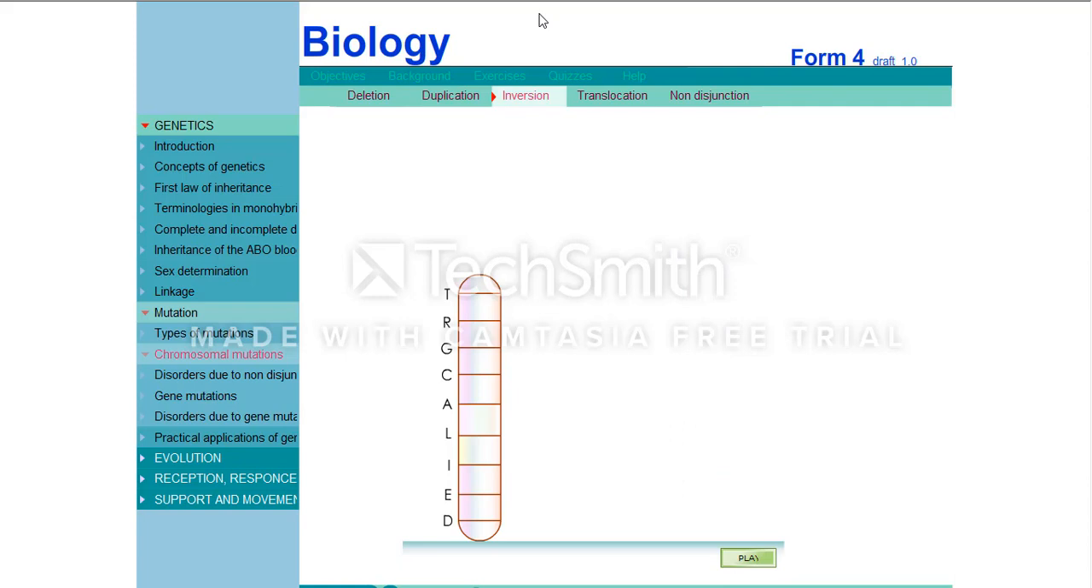Inversion. Inversion occurs when a chromatide breaks at 2 points, then rotates through 180 degrees, then rejoins in an inverted manner. The nucleotide in the sequence is reversed. Play the animation to see how inversion occurs.